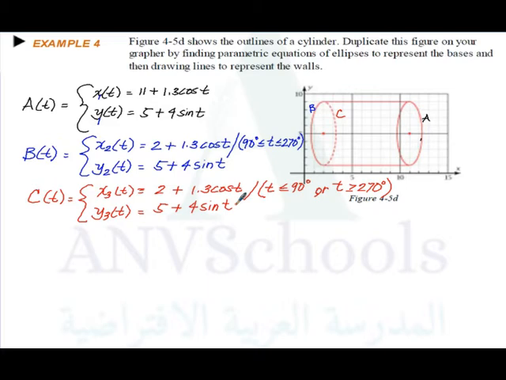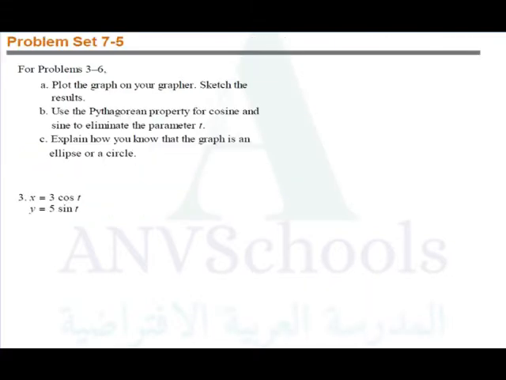Okay, so let's now go to certain problems. For problems 3 to 6, letter A, plot a graph in your grapher and sketch the results. Letter B, use the Pythagorean property for cosine and sine to eliminate the parameter t. And letter C, explain how you know that the graph is an ellipse or a circle.